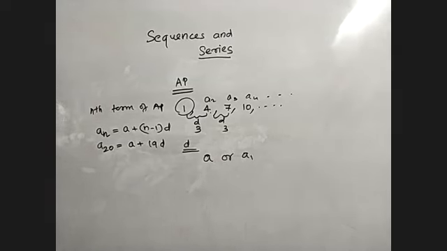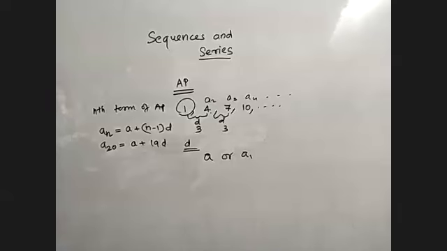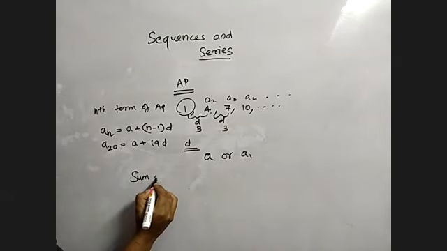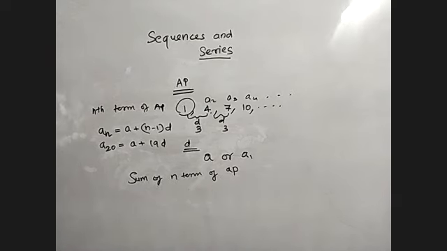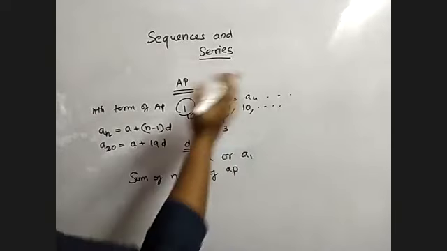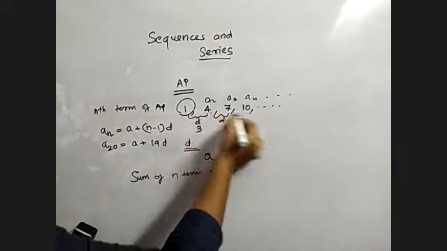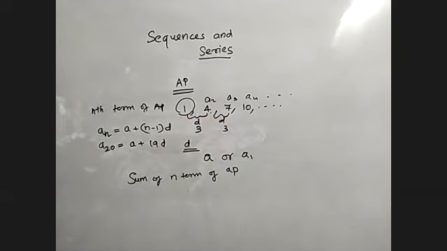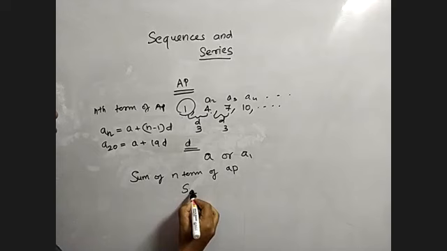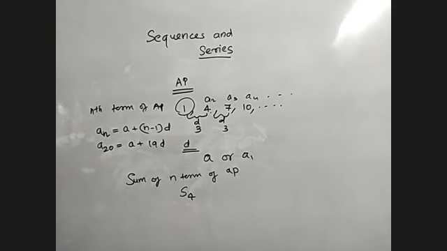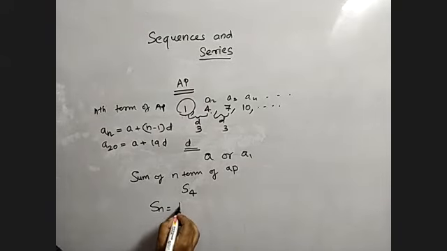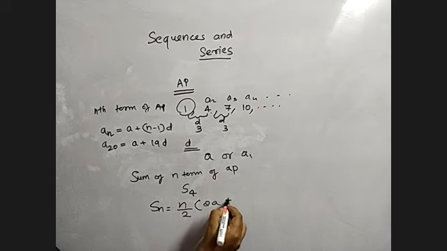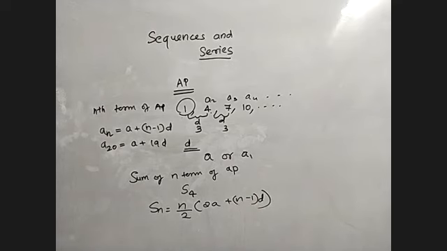After the nth term, what you need to know from this topic is the sum of n terms of an AP. That means if I am given this AP and they are asking me to find the sum of the first 4 terms, I need to find S4. Understood? So what is the formula for Sn? Sn is equal to n by 2 into 2a plus n minus 1 into d. Clear?